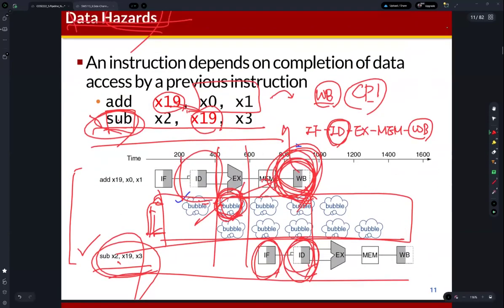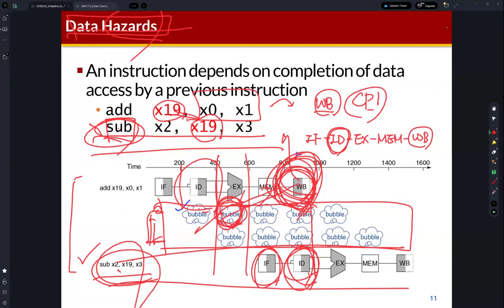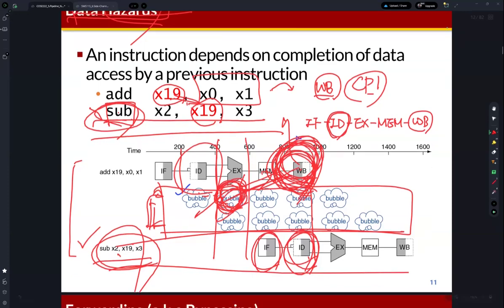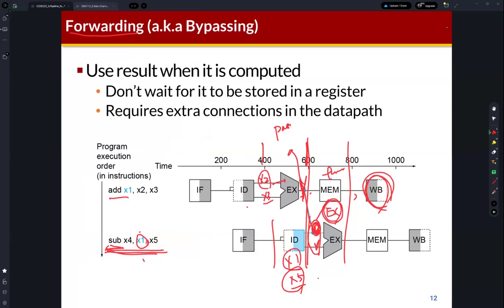Actually, this other case is not possible because if we check the timing, this is the future and this is the past, and we cannot change this order, right? But if we check when the real result is generated, we can observe that the real result is generated at this point, and then this data can be provided to the input of the ALU.